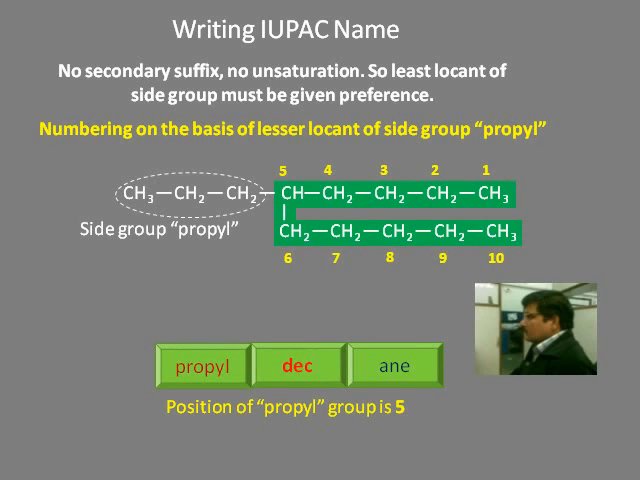Position of propyl group is 5. So the name of the compound will become 5-propyl decane.